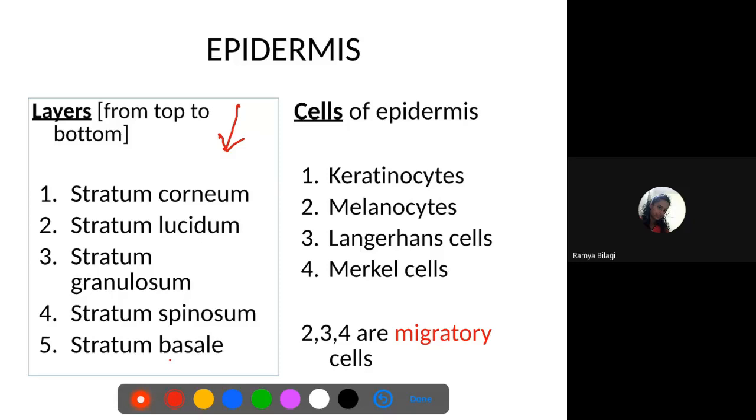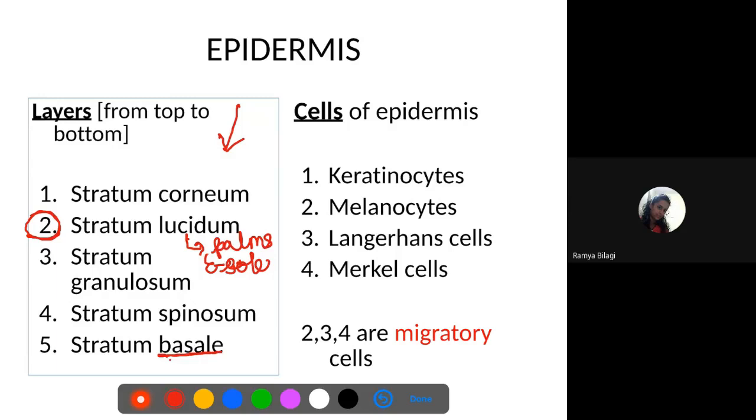Among these layers, the number 2 layer, that is stratum lucidum, is not present on all parts of the skin. You can see it only on palms and soles. So this is an exclusion. You see it only on palms and soles and not anywhere else on the skin. Now we have known about the layers.